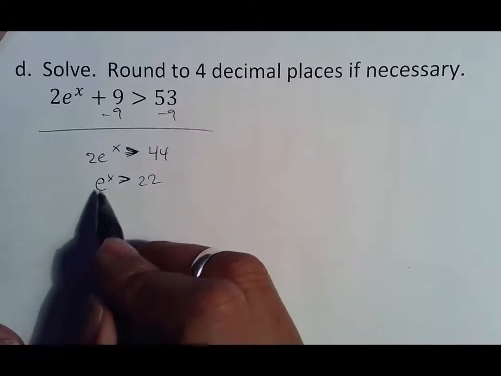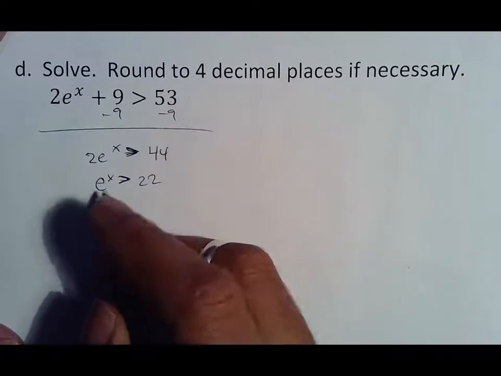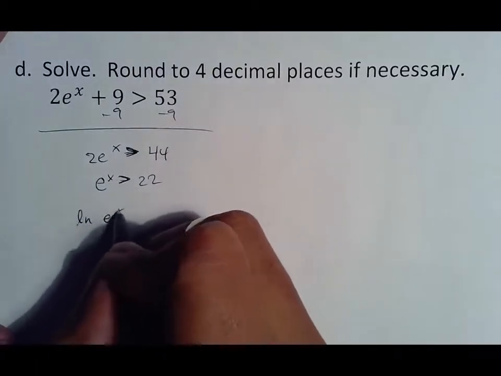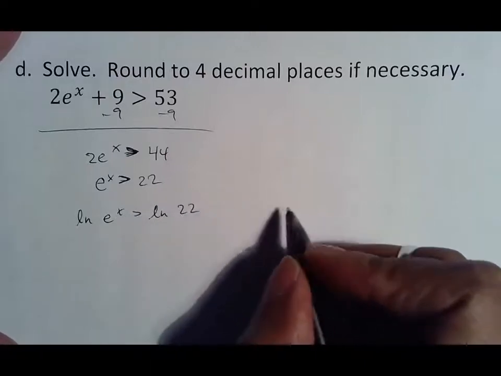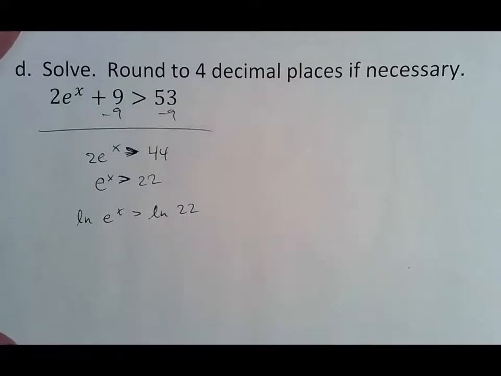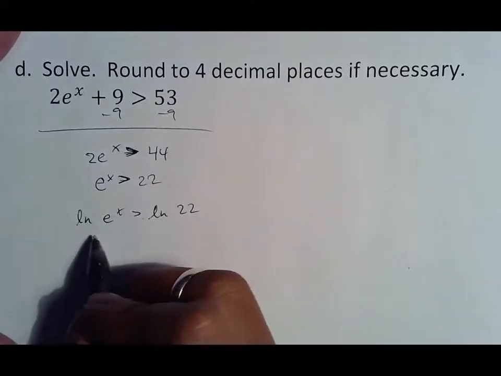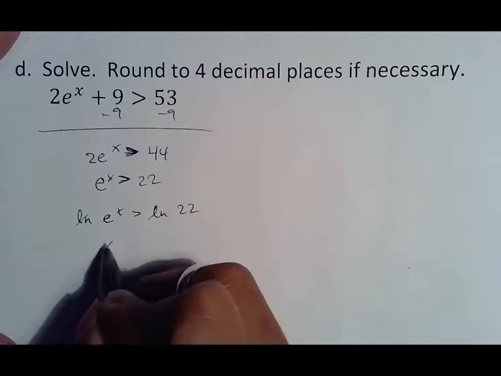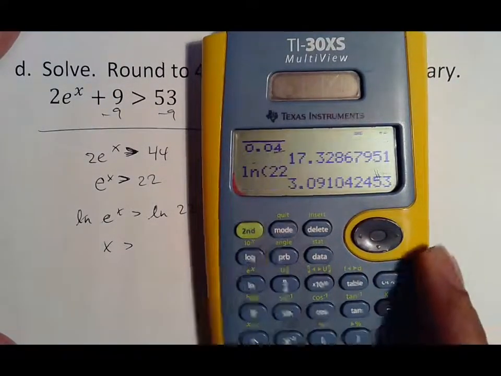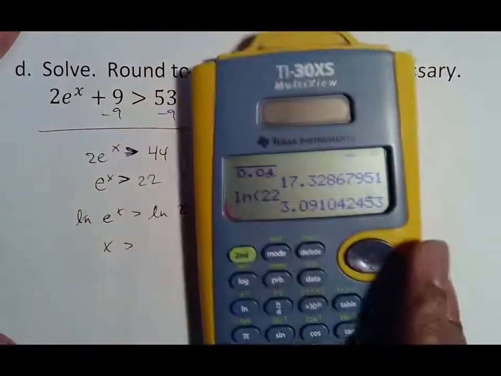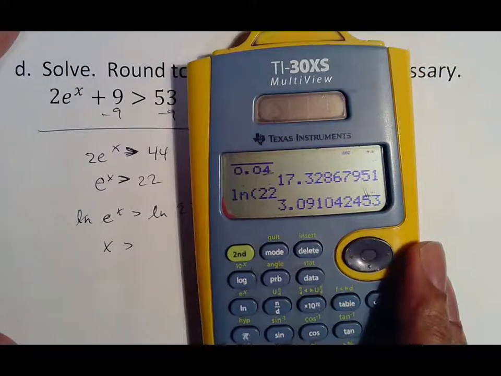And then from there, again, we need to get rid of an e. And the way we get rid of an e is with a natural log. And by the way, I do the cursive L so I don't confuse it for one N. But other than that, like I said, that means these two go away. X is greater than whatever natural log of 22 is. And they want 4 decimal places, so 3.0910.